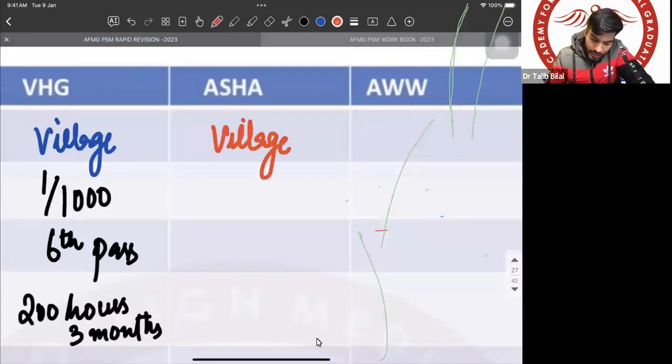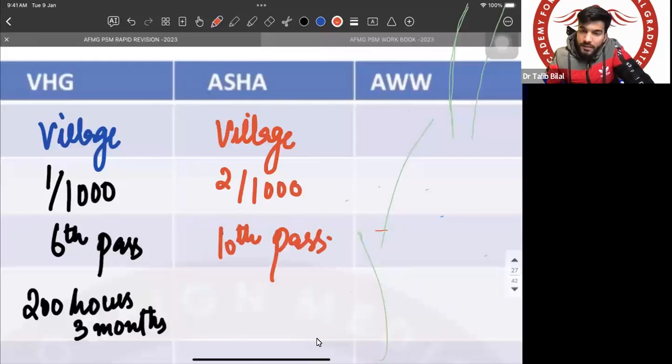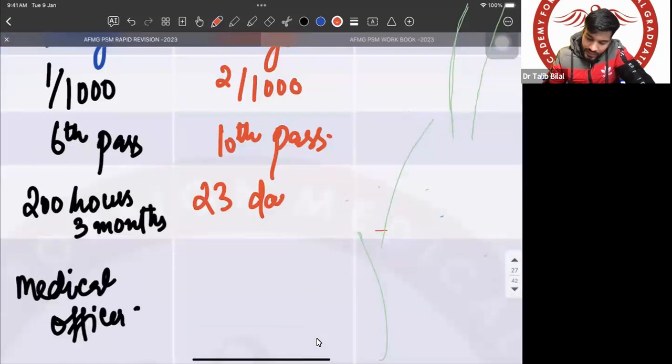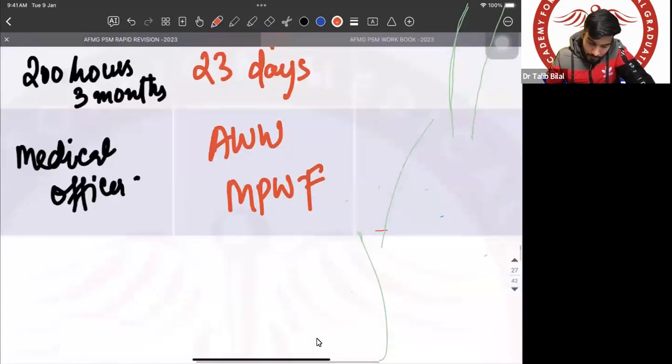Again, village. The population for Asha is? It's 1 per 1,000 or 2 per 1,000. The population of Asha is now 2 per 1,000. And before it was 8th pass standard, but now it's 10th pass. And how many days of training does she have, guys? 23 days of training. And who will train her? Anganwadi worker, multi-purpose worker female and medical officer.